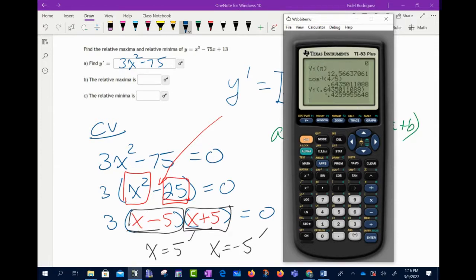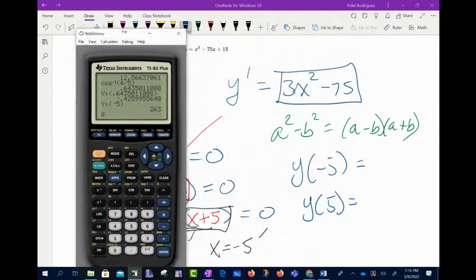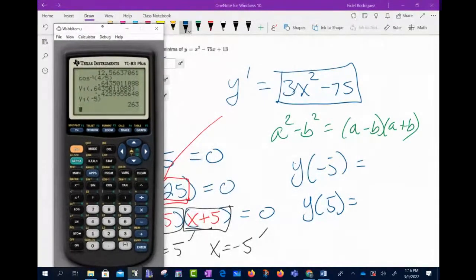So let me quit that. Let me go to my y bars function. We're doing the first one. We're evaluating this one at -5 and then at +5. So look, at -5, y'all, I'm coming up with a 263. Okay. 263 at a -5.